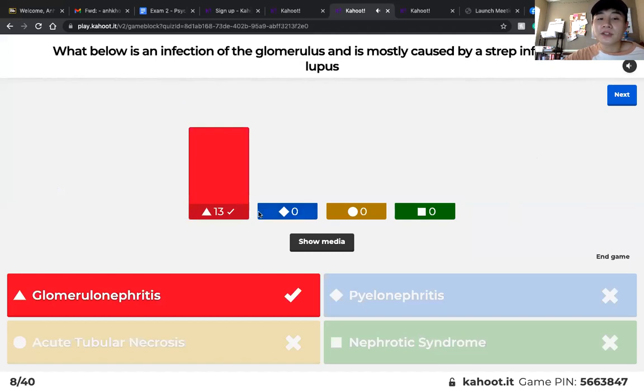Perfect. So this question may seem very easy, but it's a good reminder that glomerulonephritis is caused by a strep infection or lupus. But strep infection is often the most common cause for glomerulonephritis.